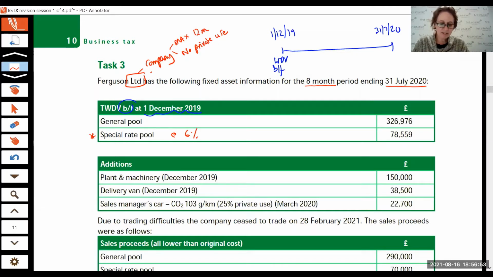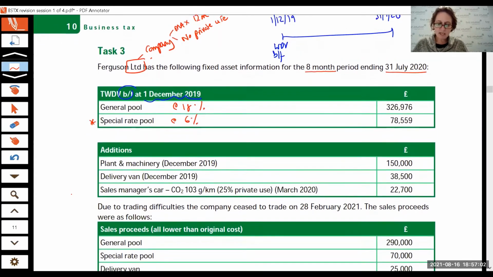So we've got 6% on the special rate pool. We've got our general rate pool. The general rate pool is always going to be 18%. We know that. It's in the tax tables anyway. Then we have some additions of plant and machinery. Where will plant and machinery go? Are they in, what do you think?